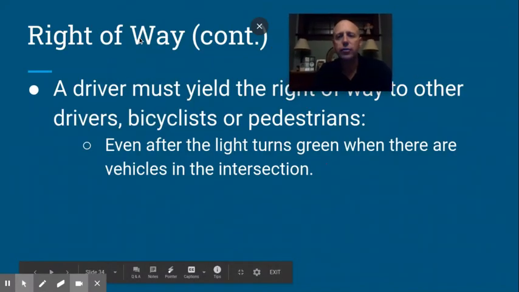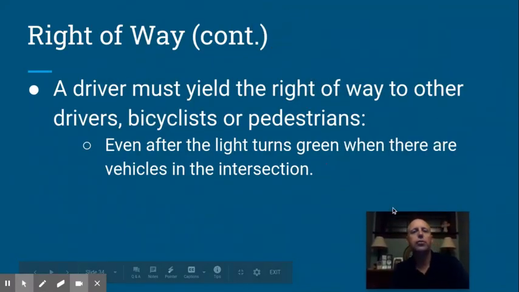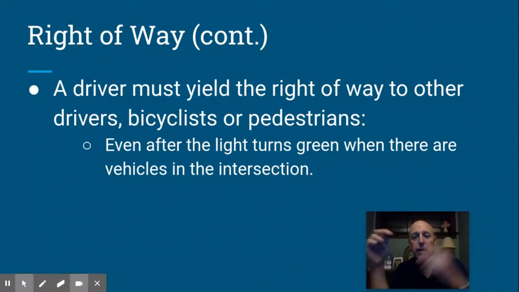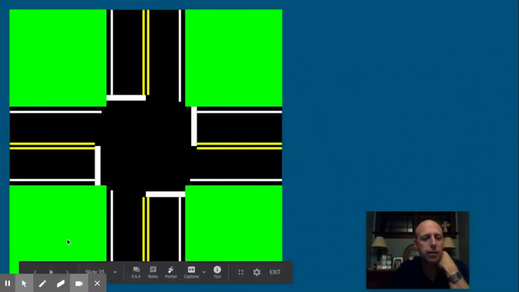All right, so our next right-of-way situation. A driver must yield the right-of-way to other drivers even after the light turns green when there are vehicles in the intersection. So you're sitting at a traffic light, you're sitting at a red light, and the light turns green. If there's anybody still in that intersection, you have to yield to them.